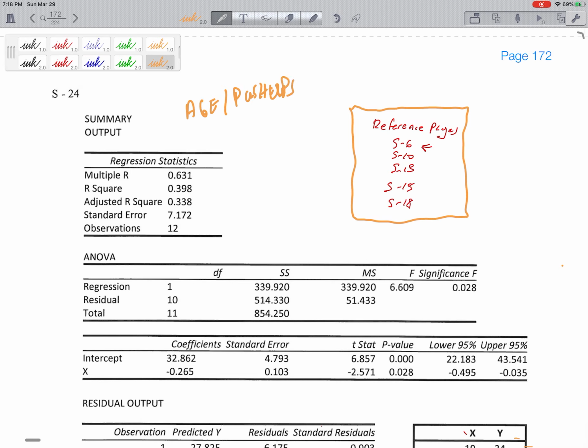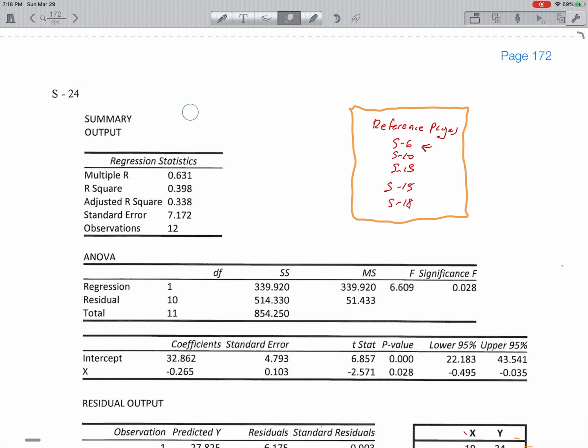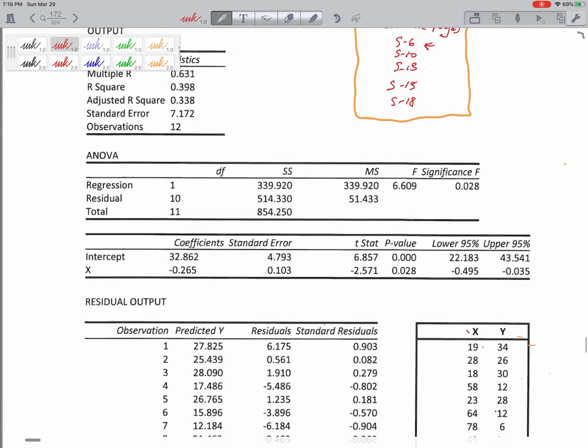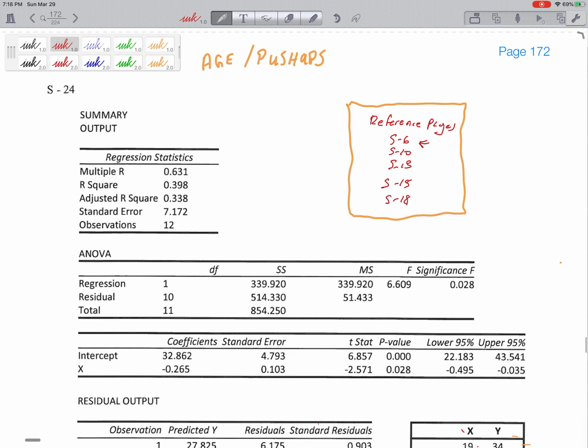Okay, all right, let's take a look at what we've got here. You know what, that's terribly written. Let's do that again. So age, push-ups. Still got a little messy at the end there. Okay, question 12a says, find the B0 and the B1 values from the sample regression line.